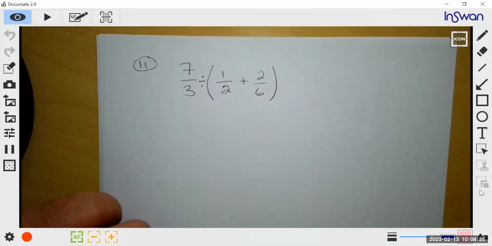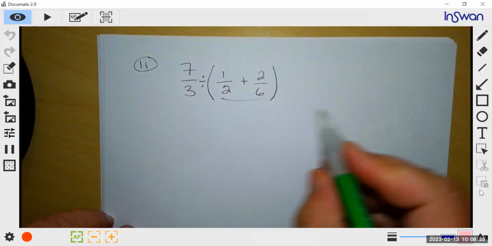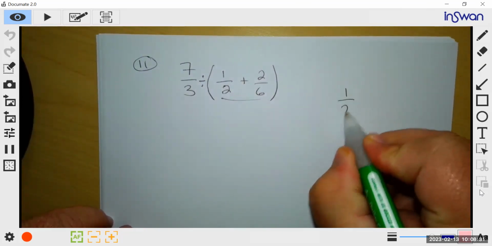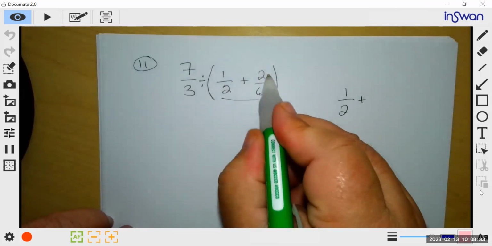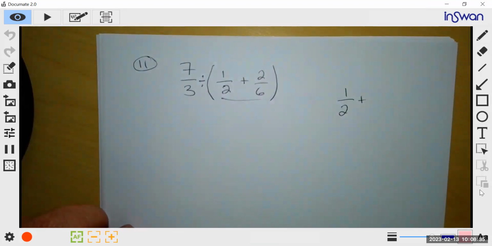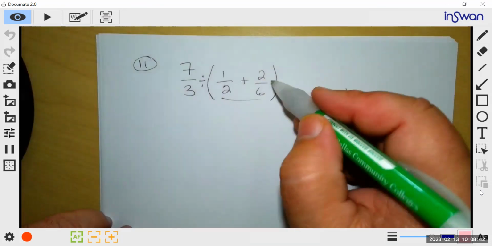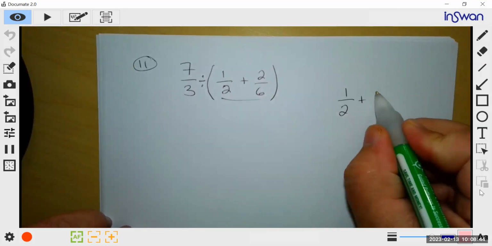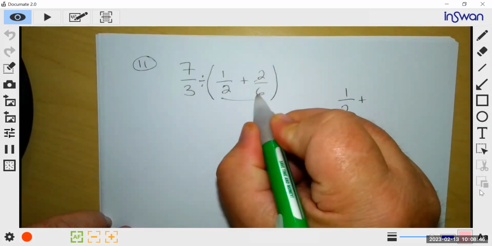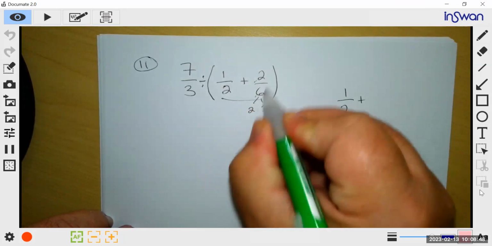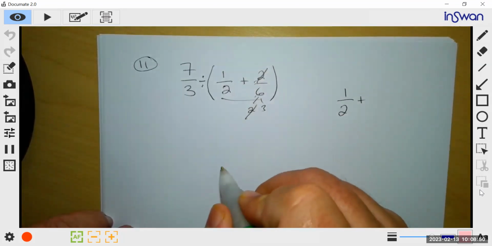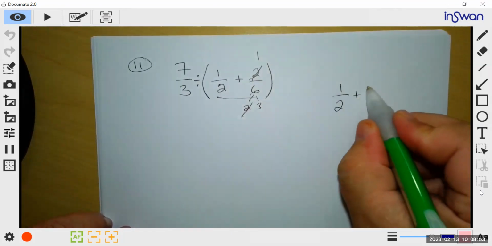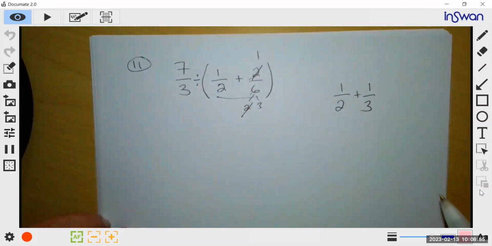Okay, so order of operations says do what first? We have to do inside the parentheses first. Can we do anything inside the parentheses? Can we simplify anything? Yes, 2 over 6. 6 is made up of 2 times 3, so the 2's cancel. So that becomes 1 over 3.